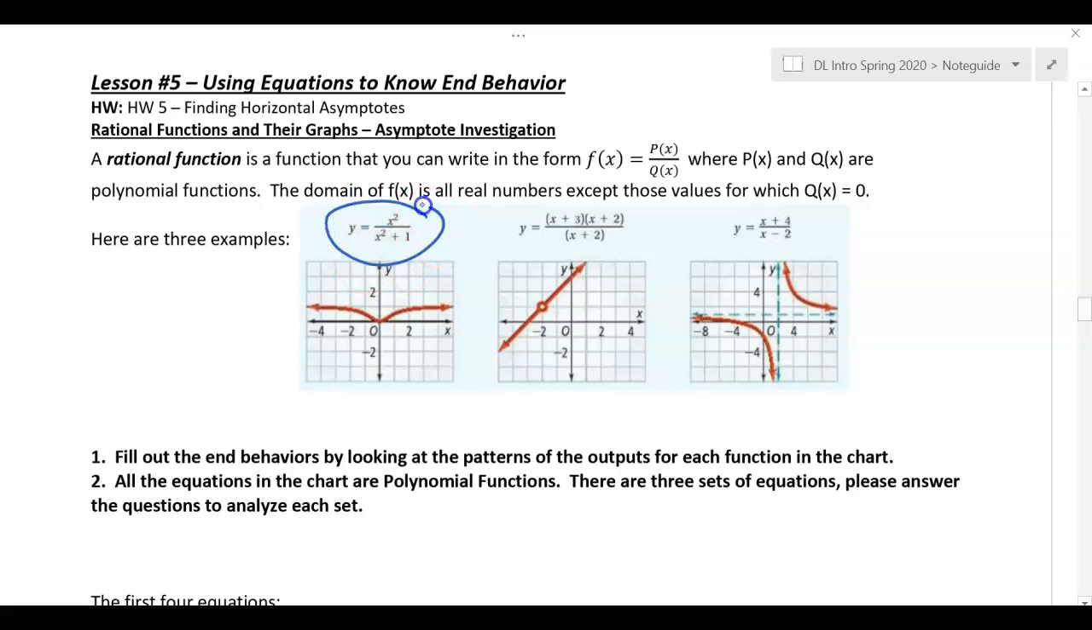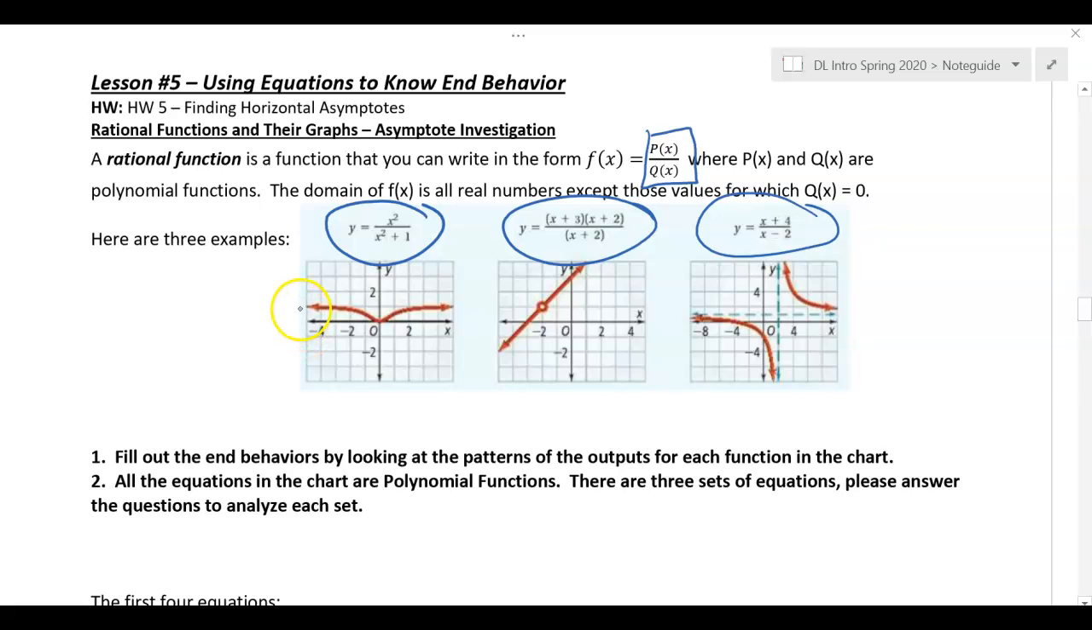So when you look at these three equations here, these are examples of rational functions. So the definition is that it's one polynomial function over another polynomial function. When you look at these three examples, some might look familiar, some might look really odd.